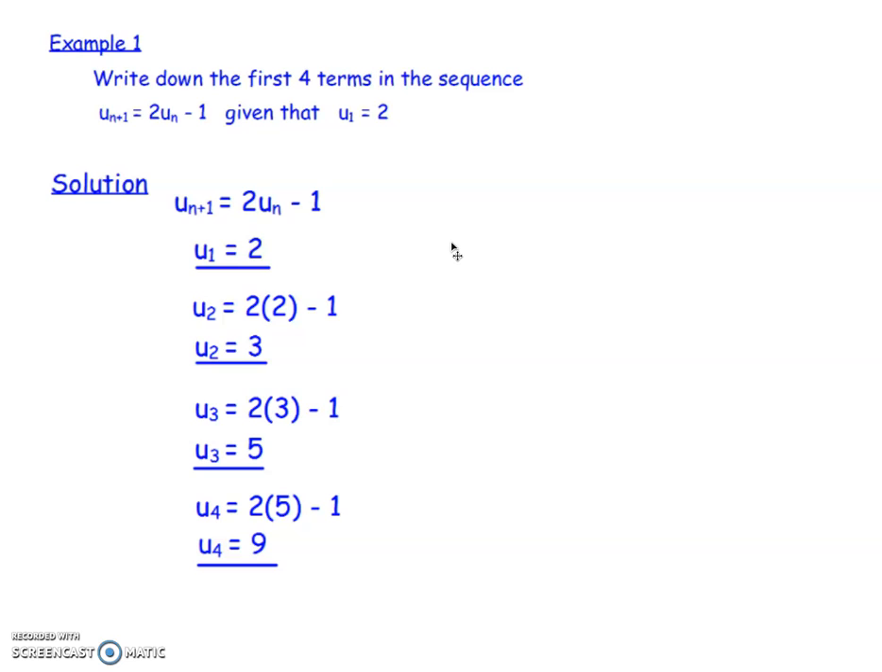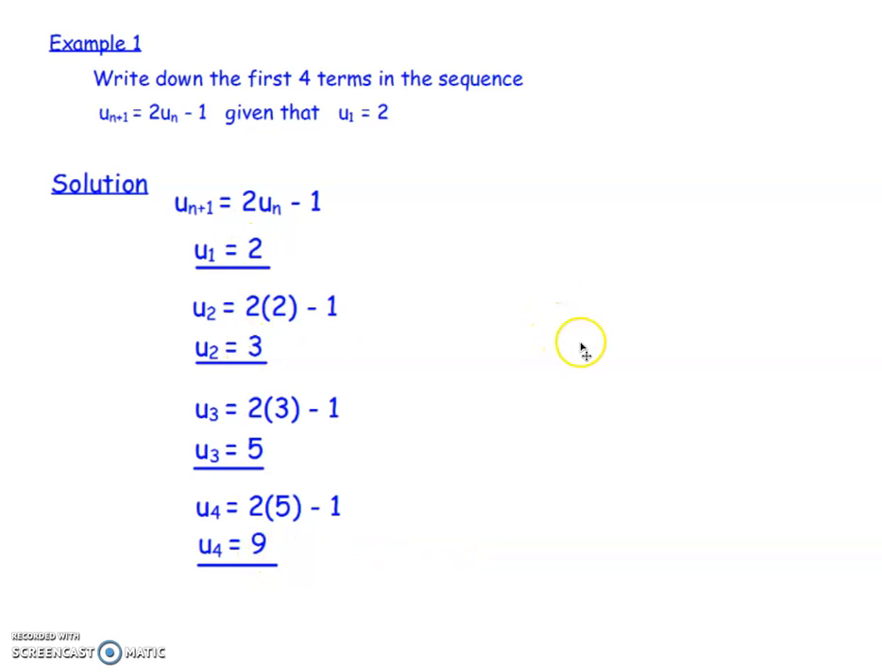Now, what you did last week was look at how to use your calculator to do this. So what you would do is hit 2 equals, clear your screen, then write 2 times answer, subtract 1. Once you've done that, you push equals, you would get 3. You could push equals again, get 5. And you could push equals again, get 9. So I'll just go over that again.